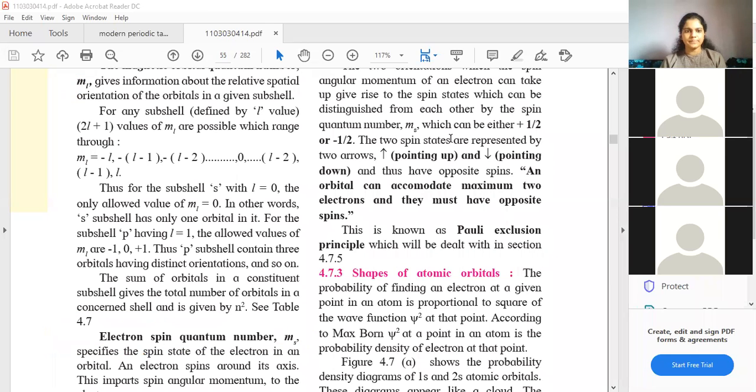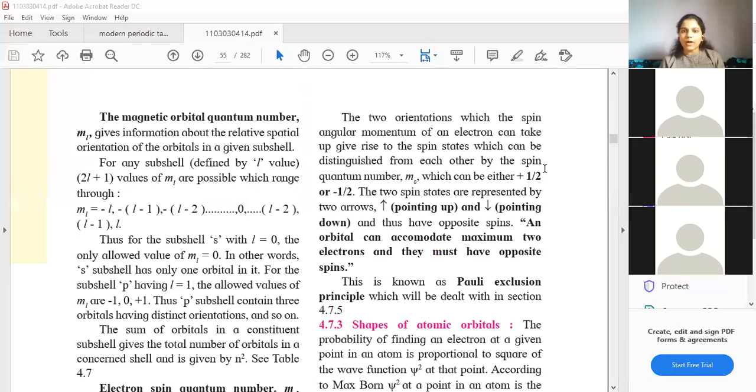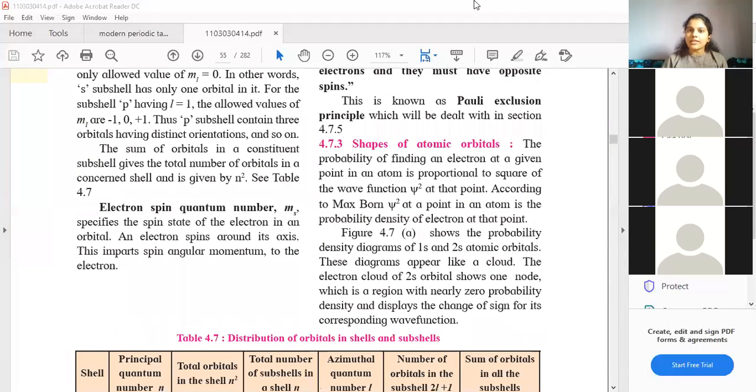Let's just move ahead. What I want you all to mark from here is, students, obviously what electron spin is. So just mark this first line: electron spin quantum number specifies the spin state of the electron. All right, mark this.